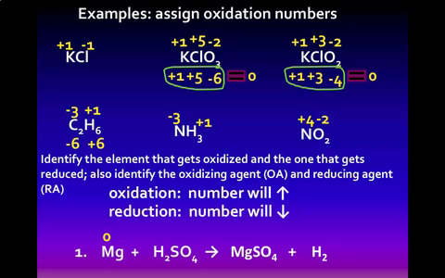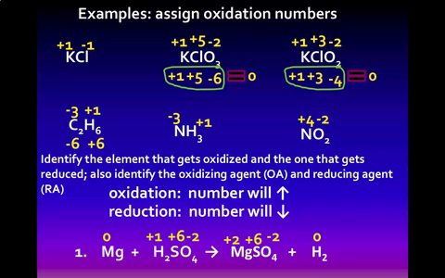Magnesium is all by itself, so it's 0. Hydrogen in a compound is +1. Oxygen in a compound is -2. And so I have -8 and +2, so I need a +6 there for the sulfur to make it all even out. Okay, on the other side, magnesium is a +2 because that's its charge. Oxygen is -2, so that makes a -8 and a +2, so again, sulfur is a +6. And hydrogen is all by itself now, so it's 0.